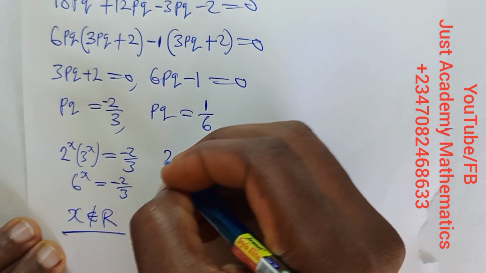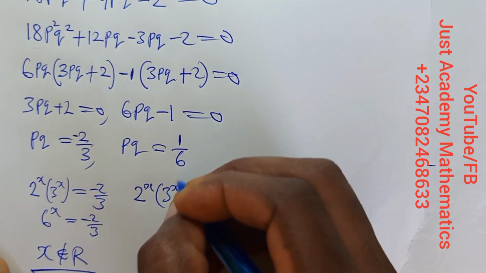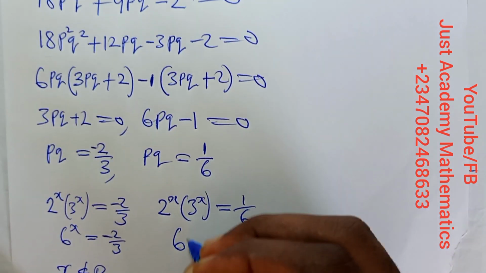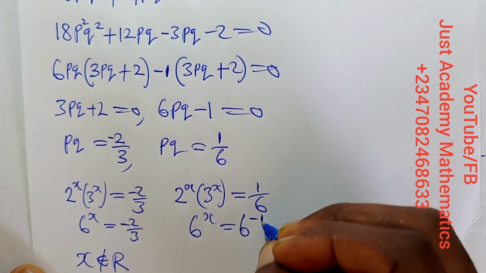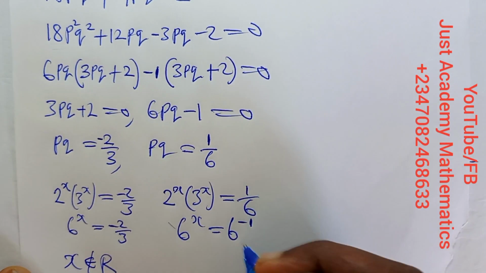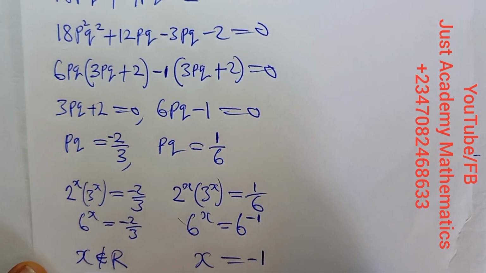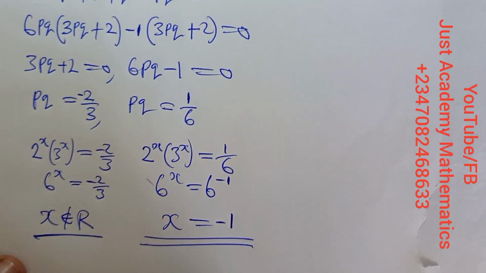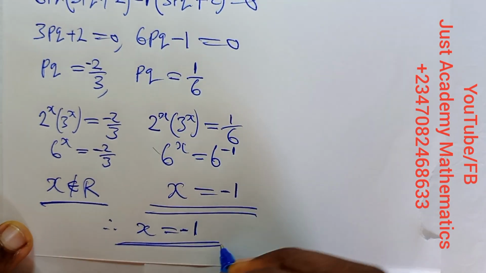For this one, we have 2 raised to the power of X times 3 raised to the power of X is equals to 1 over what? 6. So this will give us 6 raised to the power of X is equals to what? 6 raised to the power of minus 1. So 6 will go with 6. Therefore, X is equals to what? Minus 1. So the only value of this equation is that X is equals to minus 1. We are saying, therefore, X is equals to minus 1. That is the only value.